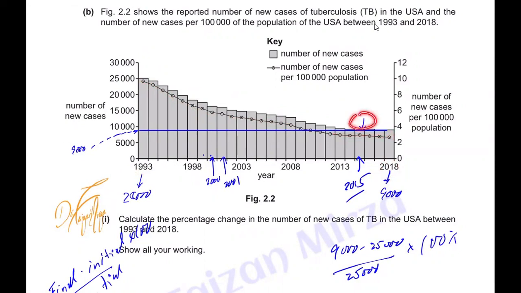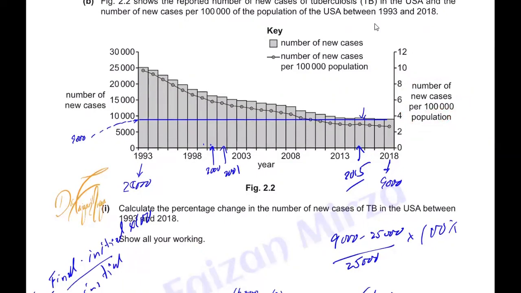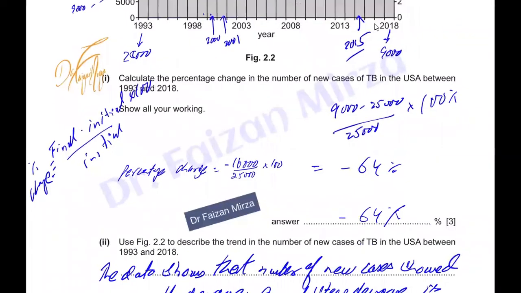There is a certain rise in 2015. This rise probably could be because of drug resistant strains being developed. You can see the number of new cases is shown per 100,000 of population, as already mentioned, and that is why it is useful. Calculate the percentage change in the number of new cases of TB between 1993 and 2018.